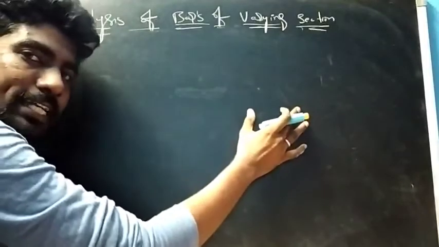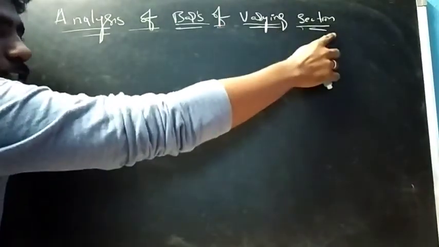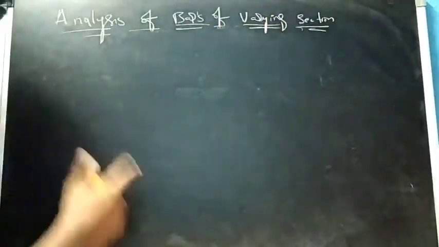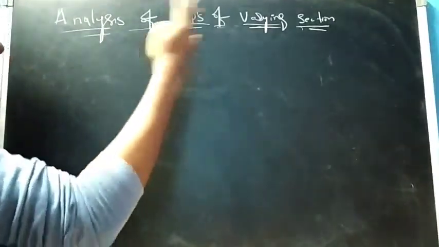So that is for today's class. In the next class, we are going to see a problem on bars of varying cross section. So we'll see in the next class a problem on a bar with different cross sections.